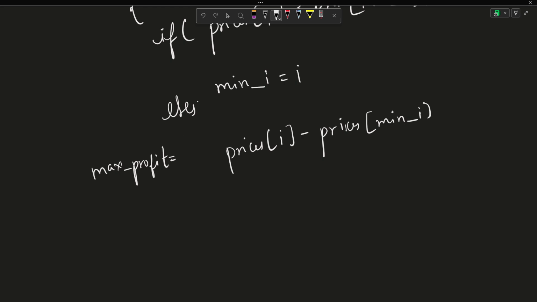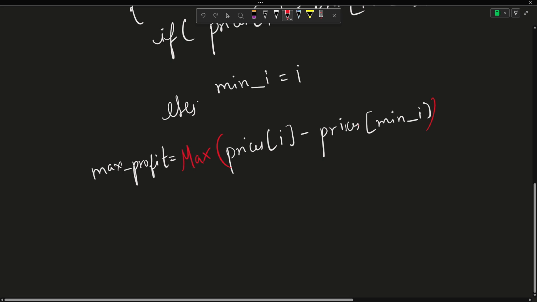In every programming language there is some native function for calculating the max between this and the max profit. And once this for loop is done, at the end we just need to return max profit, and that's it.